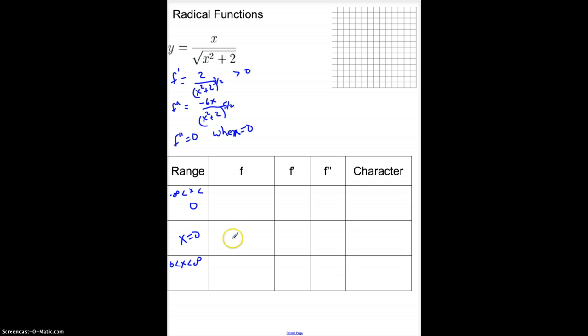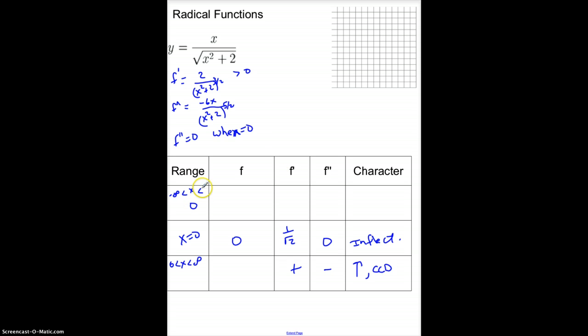I know the function when x is 0 is 0. The first derivative is 1 over square root of 2, and the second derivative is 0. So I know this is an inflection point. Between 0 and infinity, I see that the first derivative is going to be positive, so it's increasing. And the second derivative is going to be negative, so it's concave down.